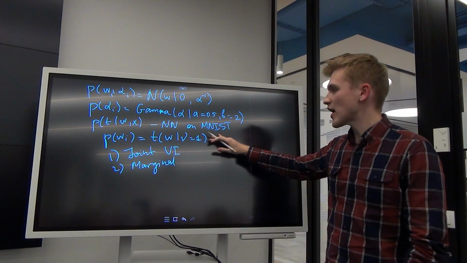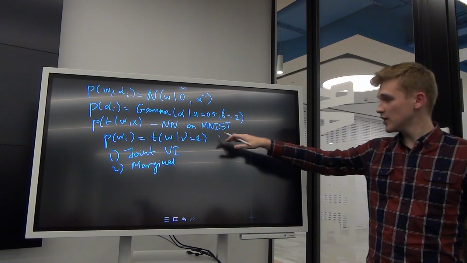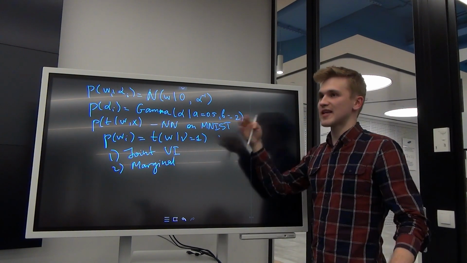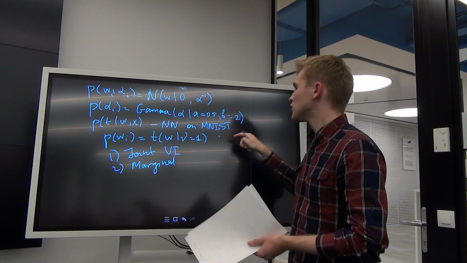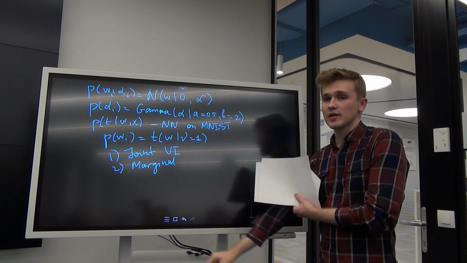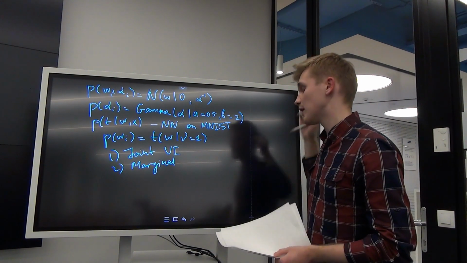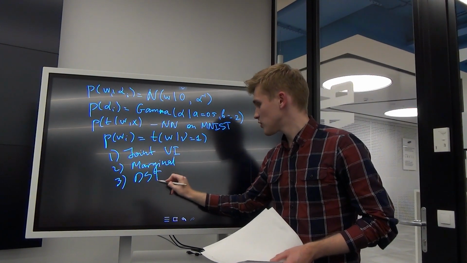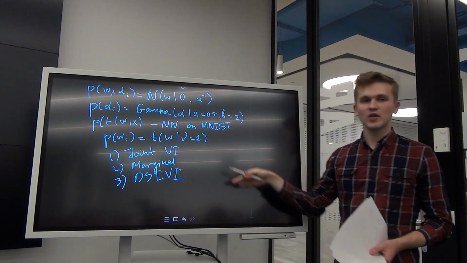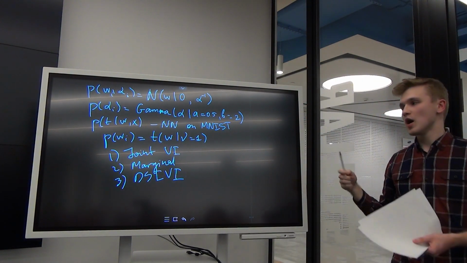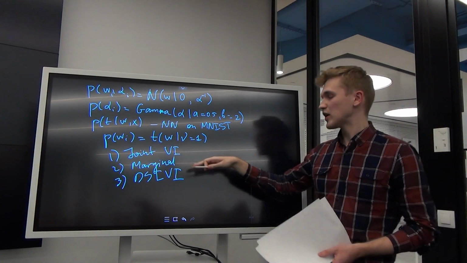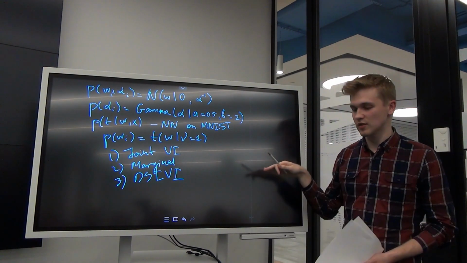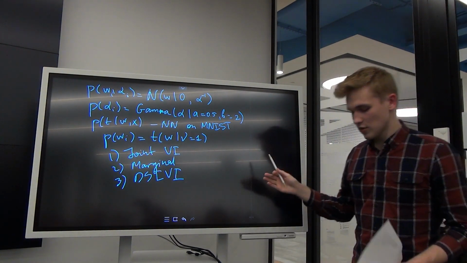Since we have a tractable marginal prior here, it's just a Student distribution, we may use it directly, and use Monte Carlo samples to estimate our KL divergence between the posterior and the prior. And the third case is doubly semi-implicit variational inference, of course. And we would like to compare those three techniques. So we expect that we cannot do better than marginal, because we just directly optimized the necessary ELBO. So let's look at the pictures.